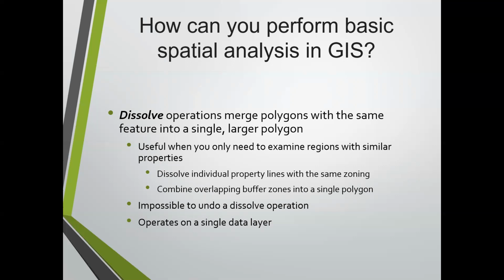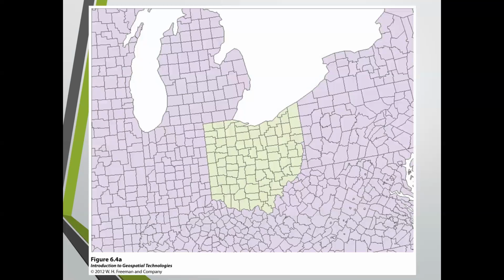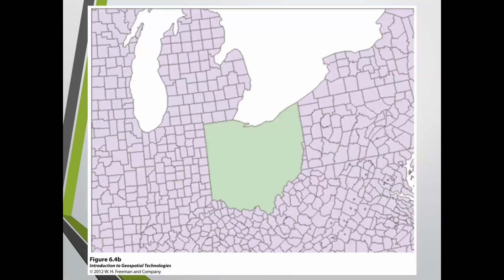Yeah, but this, again, operates on a single data layer. And in vector, you're operating on a single data layer, but you're going to have a secondary output layer that actually shows the buffer. Okay, so it's a little different. So here's an example. We can see that we have the state of Ohio with counties, and we want to merge those together, so we would use the dissolve operation. So the dissolve would take this with all the separate databases and then do that to it. But we can't go that way, okay? We can only go that way once we dissolve.